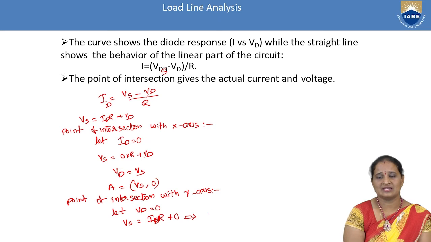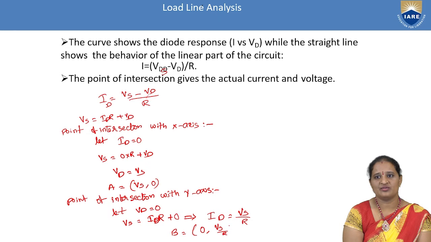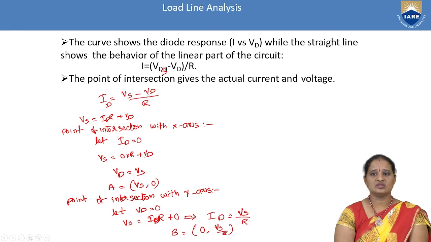So here I want to find the Id value. So Id is equal to Vs by R. This is the y-coordinate value when I'm considering the x value as 0. So this represents a point B located on the y-axis, where the x value is 0 and the y value is Vs by R. So these are the coordinate values that we have taken.